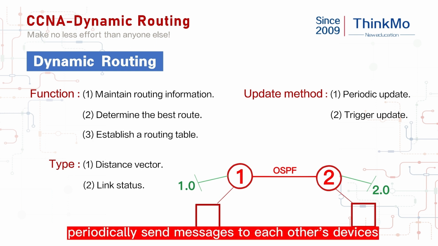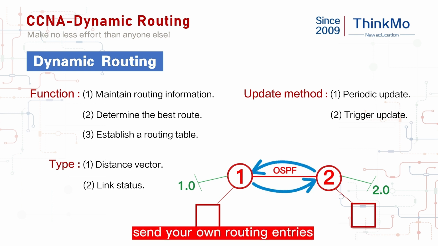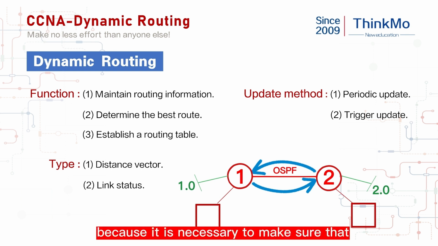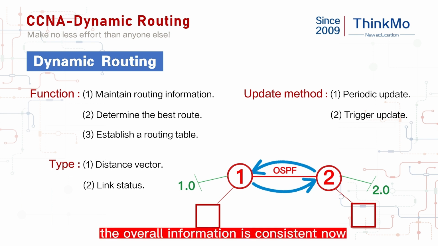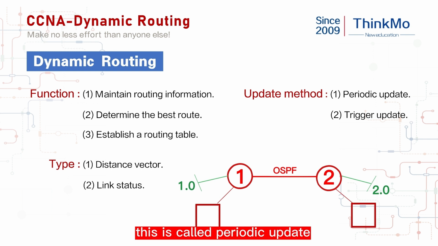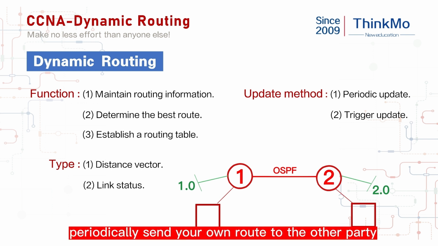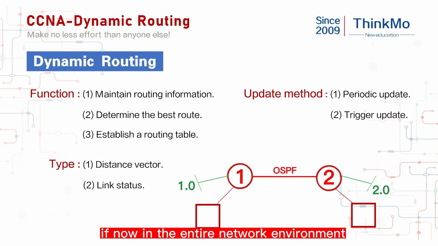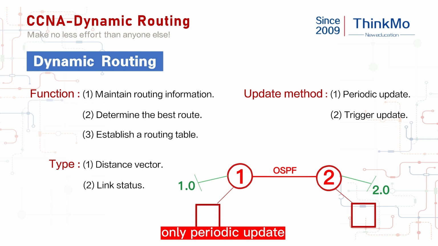They also periodically send messages to each other's devices, sending their own routing entries. OSPF is 30 minutes, because it is necessary to make sure that the overall information is consistent. This is called periodic update: periodically sending your own routes to the other party. But we have a problem here. If now in the entire network environment there is only periodic update.